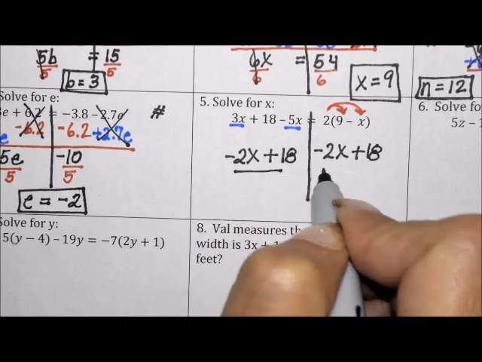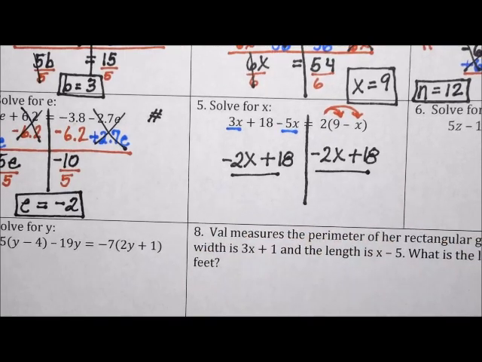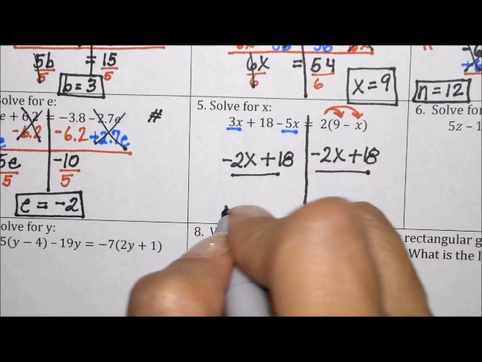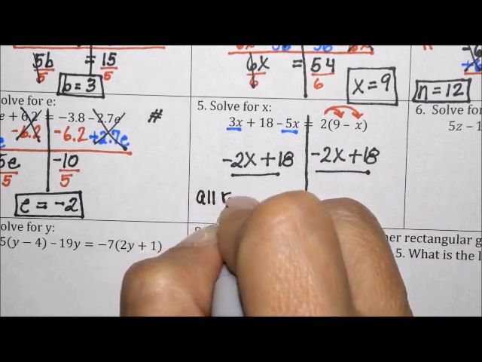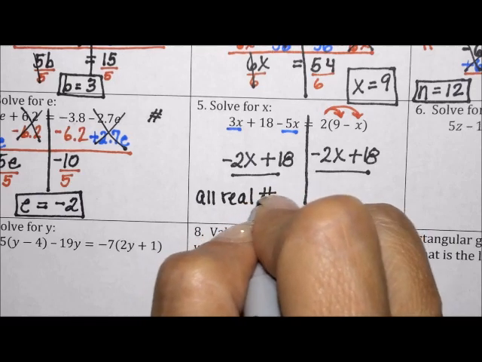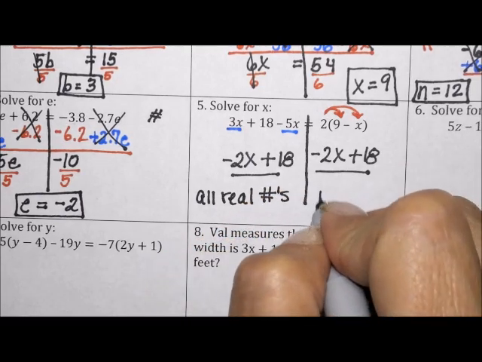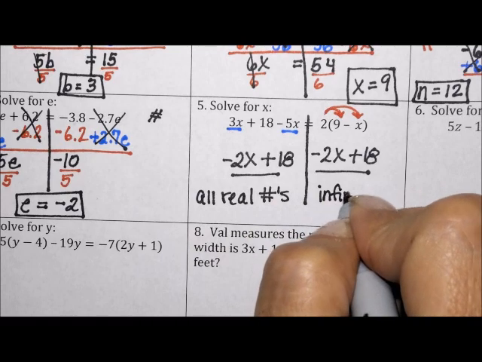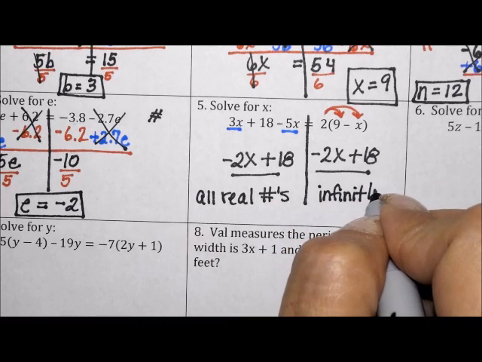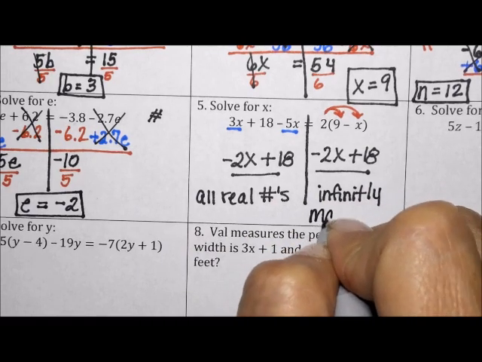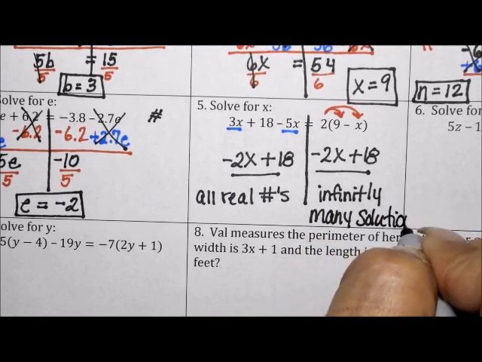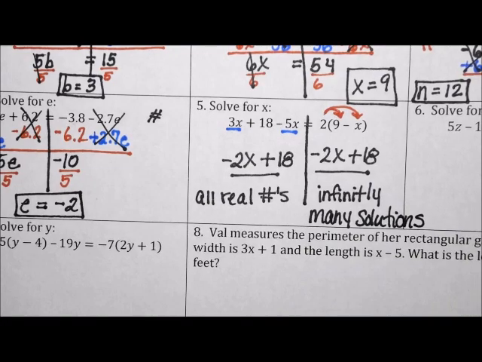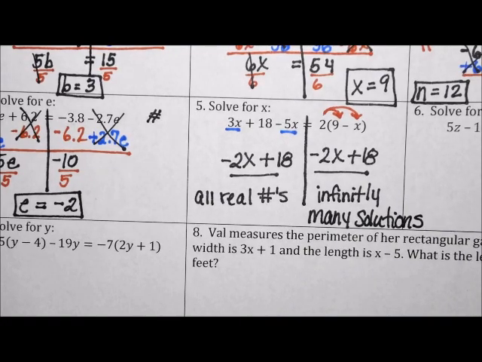When it's the exact same thing on both sides, that means any number we pick is going to work. This is what we call all real numbers. Any number we pick will work, all real numbers. And sometimes we say infinitely, I don't think I spelled that right, many solutions. Can't remember if it's E-L-Y.